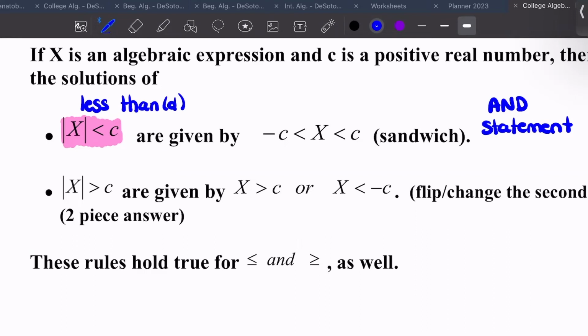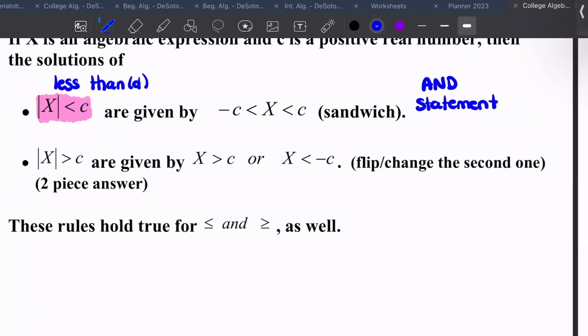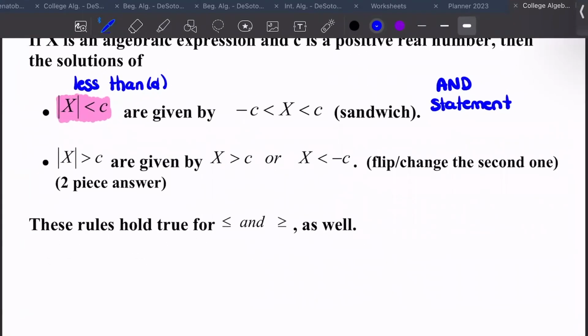All right, so you're going to have x is less than c, and at the same time it's greater than the opposite of c. Okay, so you're going to be using the positive and the negative. Okay, so you're going to sandwich those two things happening at once.